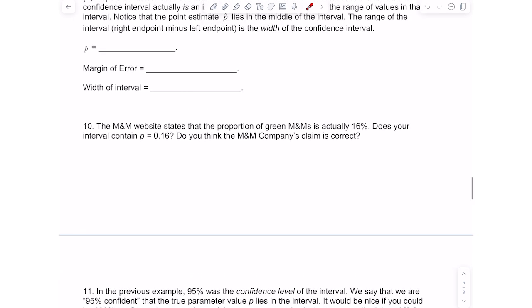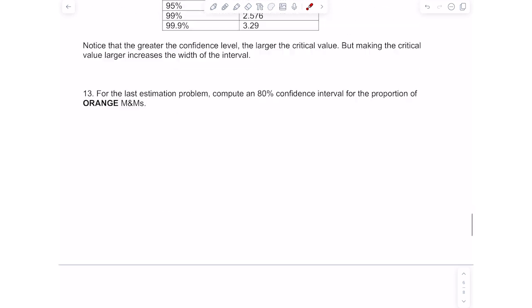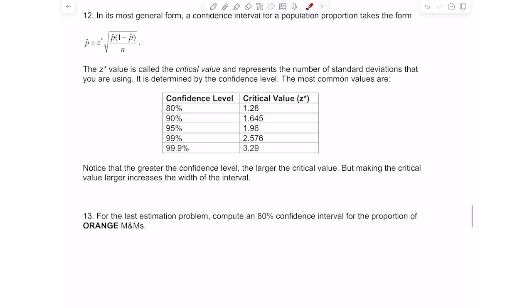Okay, so the M&M website states that the proportion of green M&Ms is actually 16%. So that's the wrong one. Let's go to number 13. All right, for the last estimation problem, compute an 80% confidence interval for the proportion of orange M&Ms.